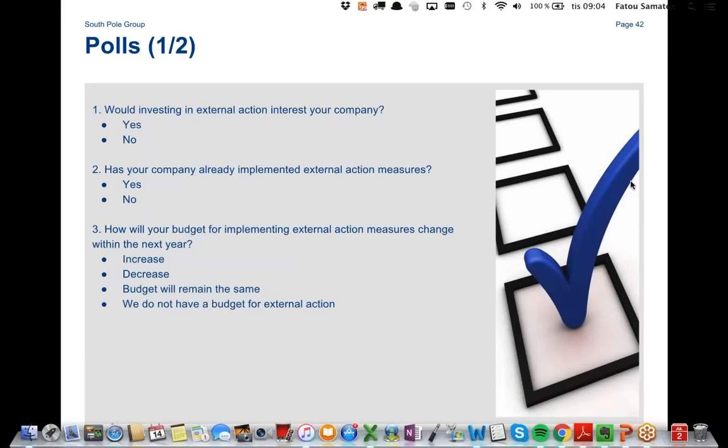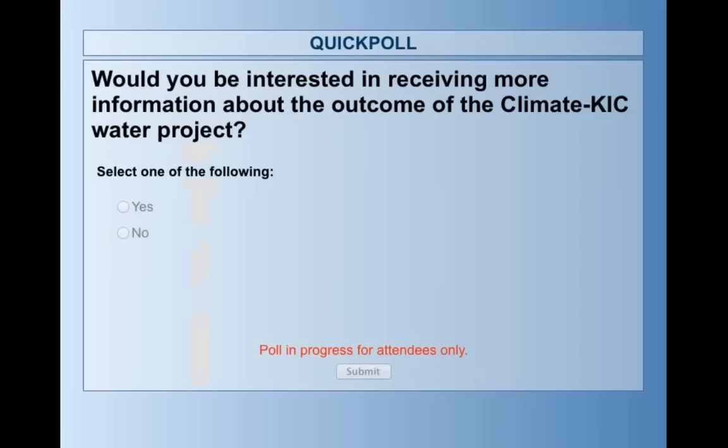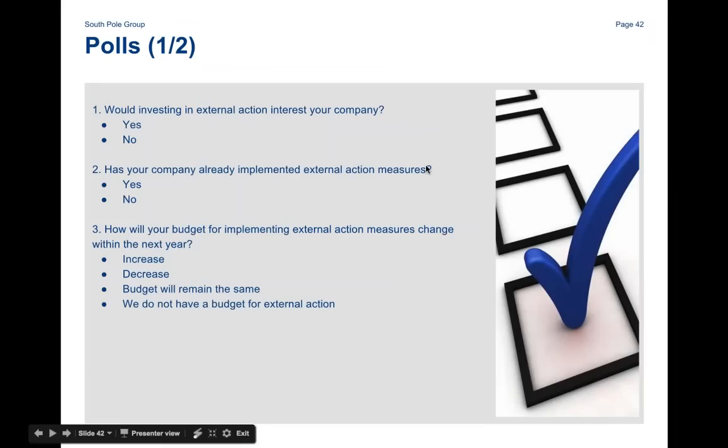Thank you for that, and we'll move on to the final question. Would you be interested in receiving more information about the outcome of the Climate Kick water project that was described earlier in this presentation? Please select yes or no. And that was the final question. Thank you all for your participation.